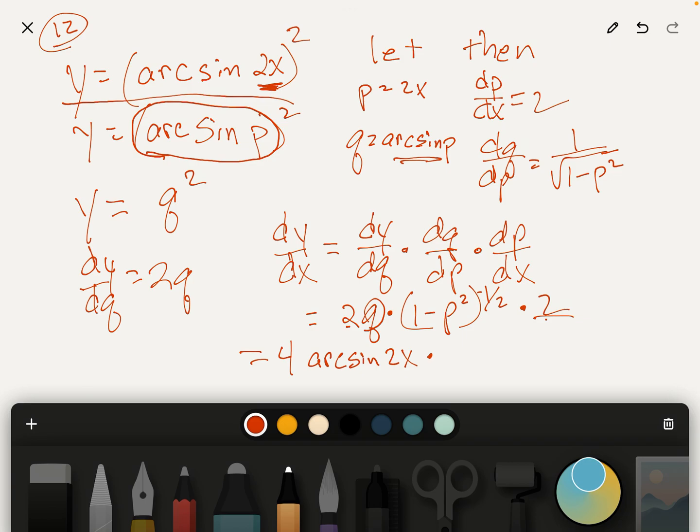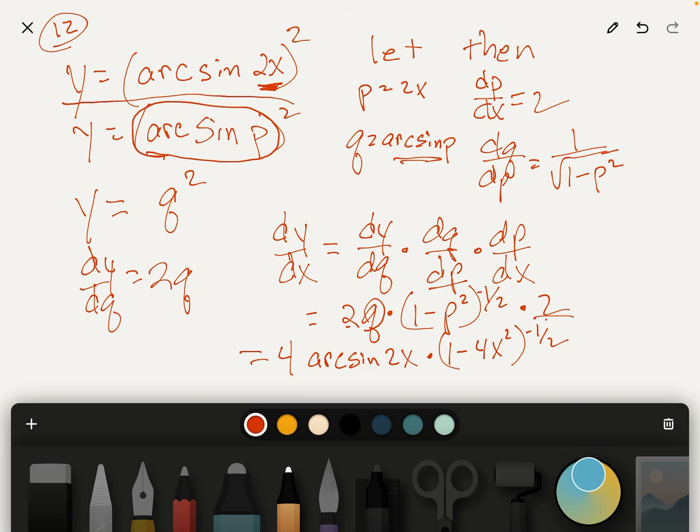So are we done? Oh, no, sorry. We still need to multiply in dq dp. dq dp is 1 minus p squared, and p is 2x, so this is 1 minus 4x squared to the negative 1/2. Now we're done. So you can see, even when you follow the algorithm, it's not too hard to get a little bit confused.